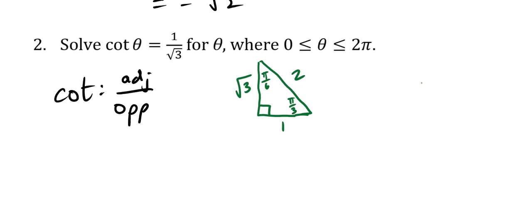And then we also need the CAST rule. At this point, I could find the related angle. Actually, let's go ahead and do that. So theta related. Remember, you have to put that little r to say that it's theta related. 1 over root 3, when it's adjacent over hypotenuse, means my related angle is pi over 3.